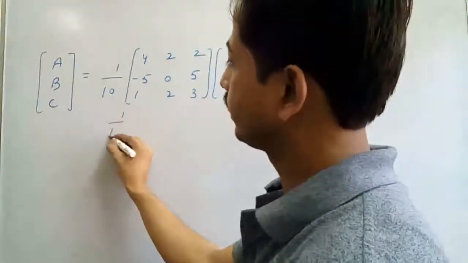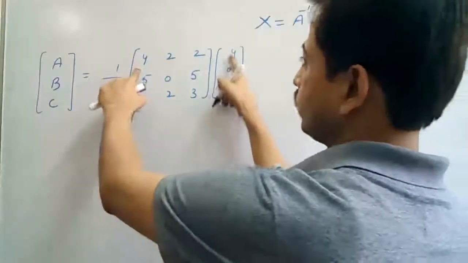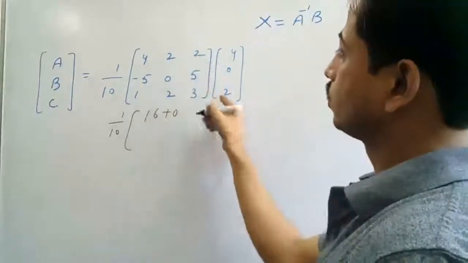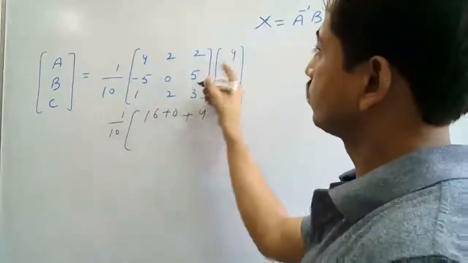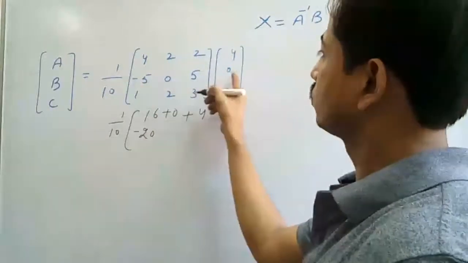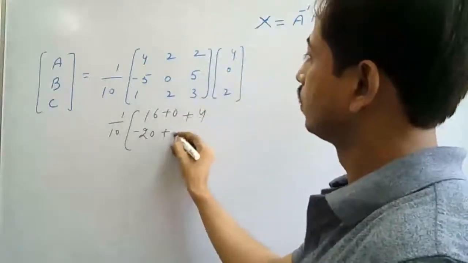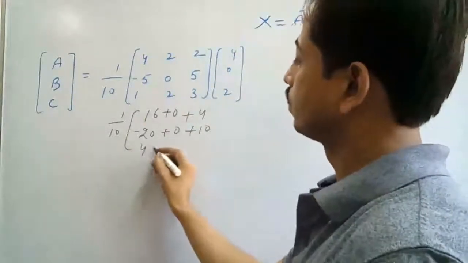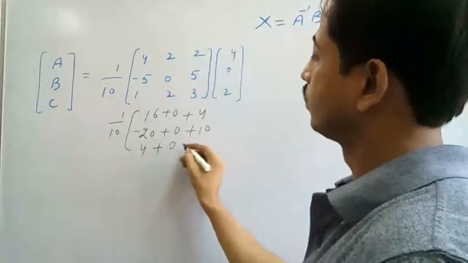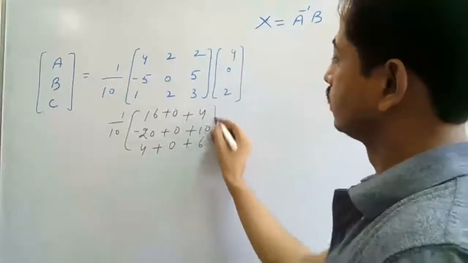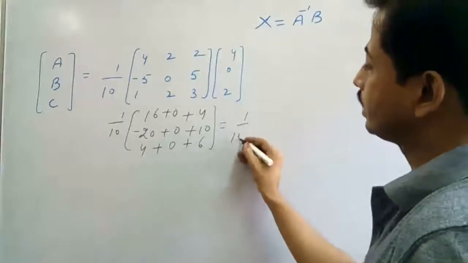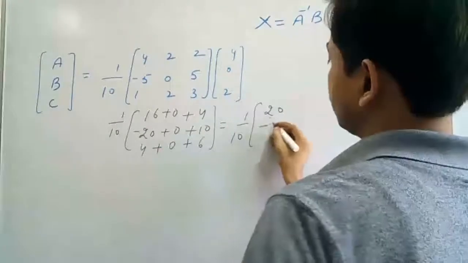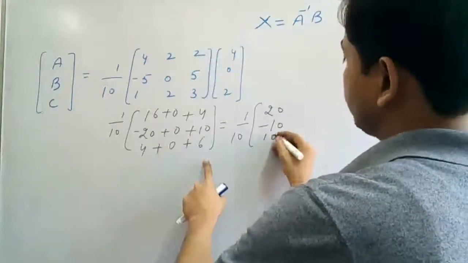Do solve 1 by 10. To multiply: 4 into 4 is 16, 2 into 0 is 0, 2 into 2 is 4. Minus 5 into 4 is minus 20, 0 into 5 is 0, 0 into 0 is 0. 5 into 2 is 10, 1 into 4 is 4, 2 into 0 is 0, plus 3 into 2 is 6. So what will we get? We get 1 by 10: 16 plus 4 is 20, minus 20 plus 10 is minus 10, and 4 plus 6 is 10.